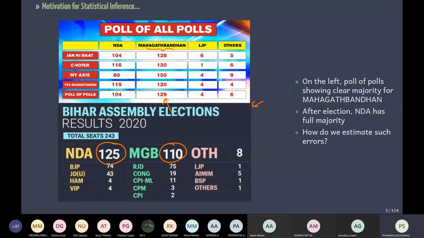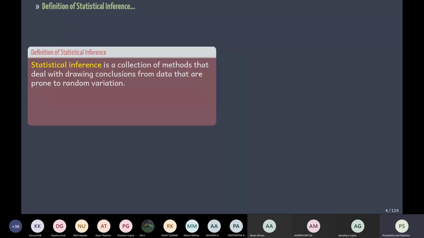But then sometimes what we want is to infer from some sample data. Not necessarily all the data is available to us. We are not going to go to every house and ask whom did you vote for. That's not possible in a large population. So sometimes what is essential is that we take some sample, and then from that sample we have to predict, make an inference. But when we are doing that, we have to be confident about it, or provide some error margin. So with this motivation, I can define statistical inference.